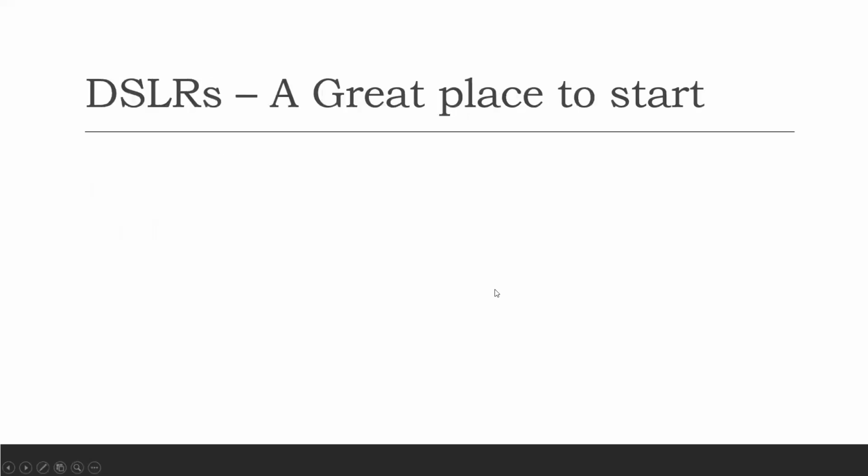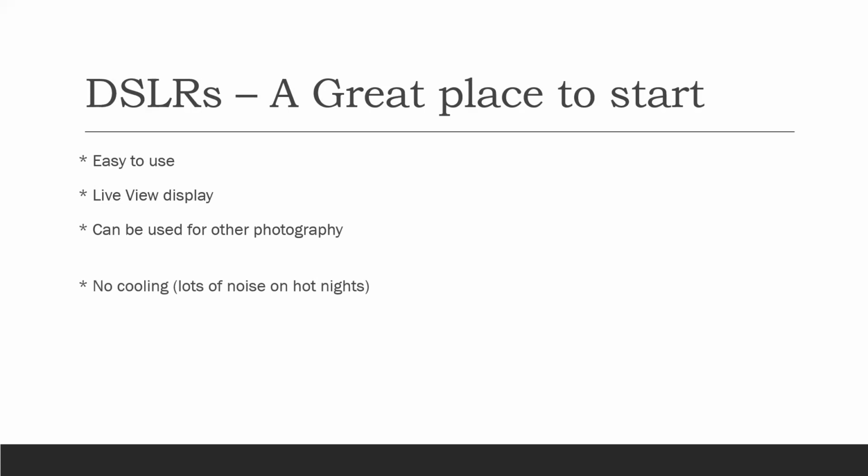So that's the basics. And as you know, a DSLR is a great place to start because they're easy to use. They've got that nice live view display, so you can zoom in at any time and make sure your stars are focused and check your camera settings. And they can be used for other types of photography. But the problem with the DSLRs is that there's no way to cool down the camera's sensor. And when I was in the desert, this is a problem I ran into every night, because as that sensor gets hotter and hotter, there's going to be more grain in your photos, and that's really going to cause you problems.